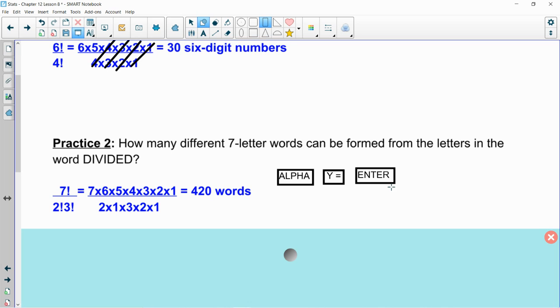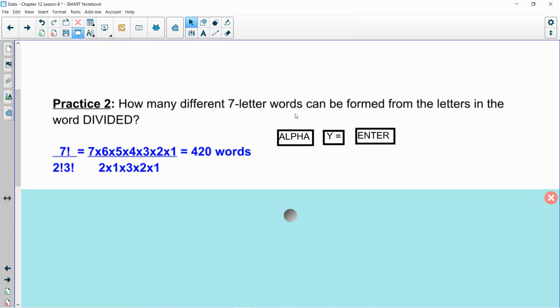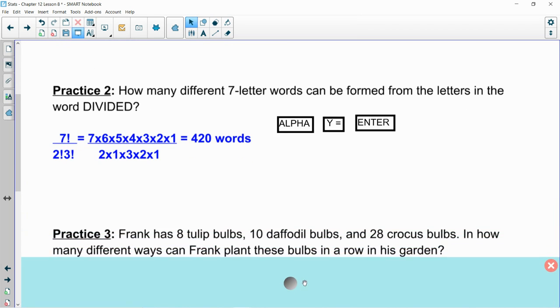So if you use alpha, y equals, enter, you get the fractional format, and we can type it in just like this. If you don't do it that way, if you do 7 factorial and then hit your division button and then put in 2 factorial, 3 factorial, the calculator will get somewhat creative with the order of operations, and we don't want that to happen. We want the calculator to do our bidding.